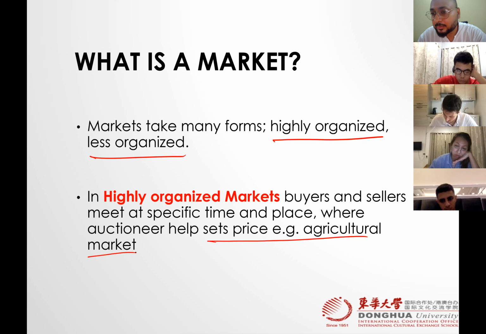Highly organized market means there is some kind of body that makes decisions, for example, what the price should be, and what the timing of this market should be. It should be open for 3 hours, 2 hours, 1 hour, or maybe only on Sunday. So it means someone else is deciding the parameters like price, day, time, place. We call this a highly organized market.